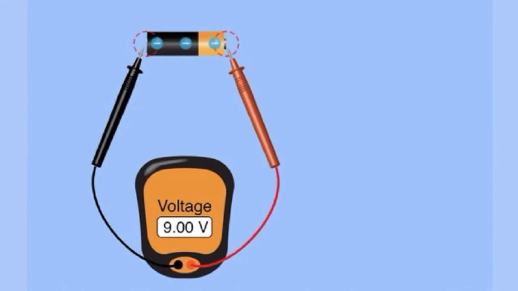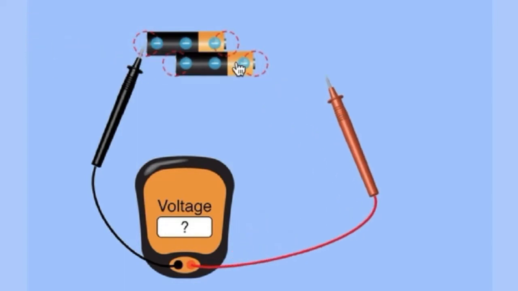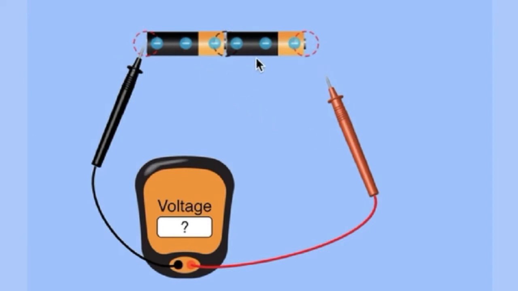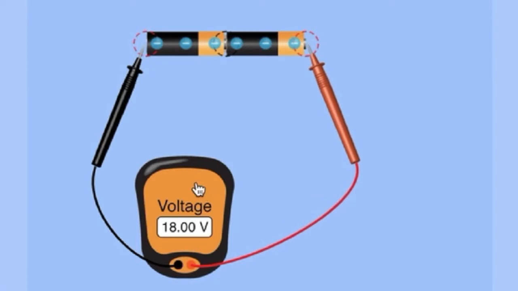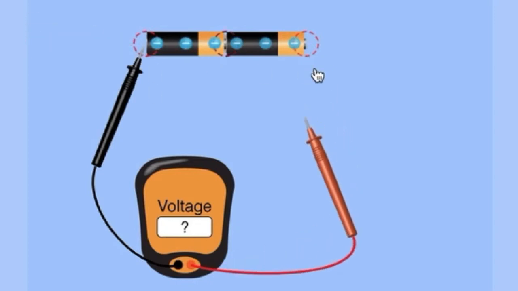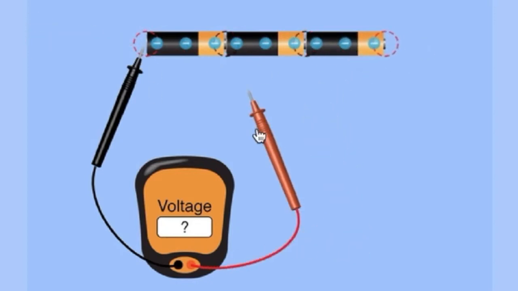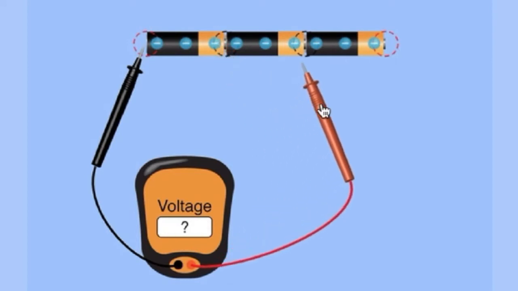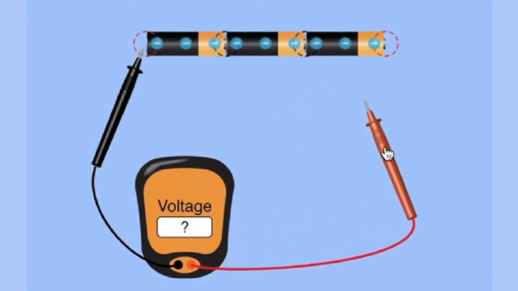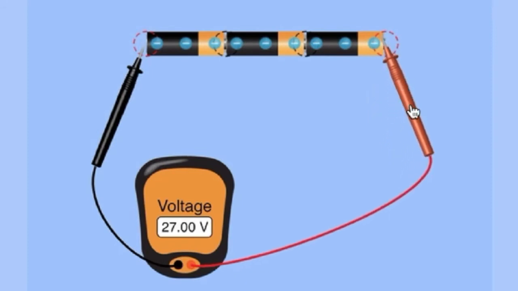Okay, so one cell is 9 volts, but what happens when I add more cells in series? Let's grab another one. Both of these then are 9 volts, and when I put my voltmeter across, I get 18 volts. You can probably guess what's going to happen next. So that's 9 volts, that's 18 volts, 27 volts. So when you put cells in series with each other, we can add their potential differences together.